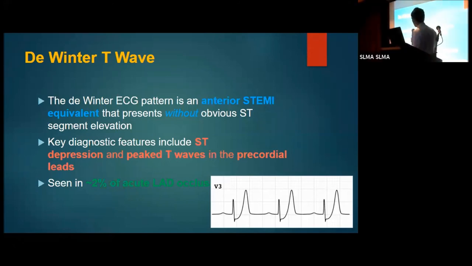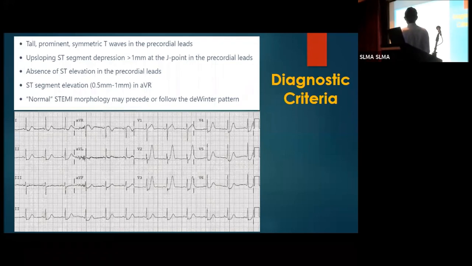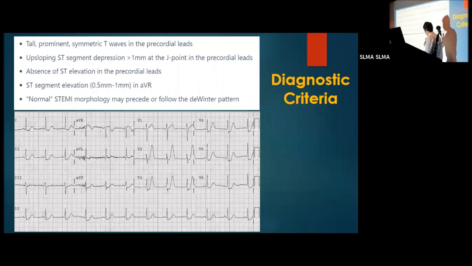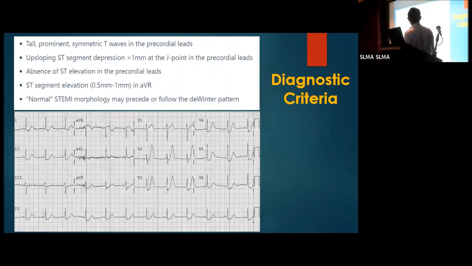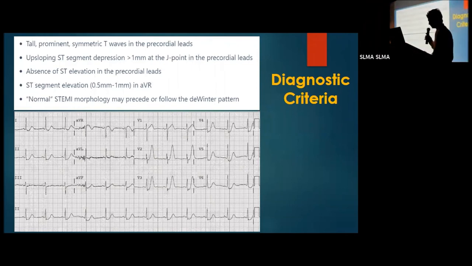That is seen in 2% of acute LAD occlusions. This is also having the diagnostic criteria of De Winter's. As you can see, V1 to V3, V1 to V6, you can see these ST depressions as well as tall tentative T waves in the anterior leads. But most of the time, you can't see any obvious ST segment elevations.